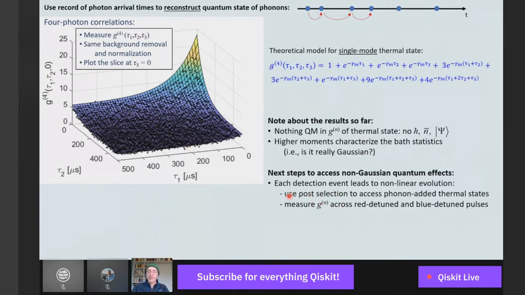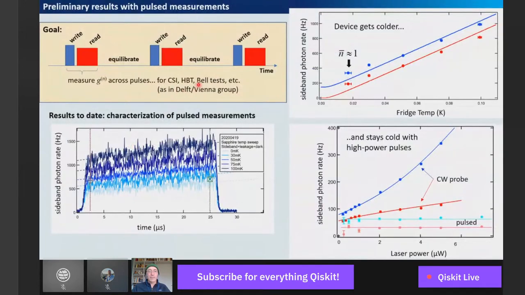The other thing, though, that's much more robust is, instead of just illuminating the device CW with a blue detuned laser beam and just counting all the sideband photons that come out, to illuminate with blue until you get a click, and then illuminate with red and see what kind of click you get conditioned on that outcome. So this is, again, experiments of this kind have been done by Simon Gröblacher's group and Markus Aspelmeyer's group.